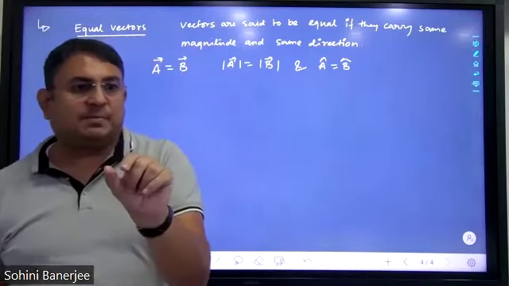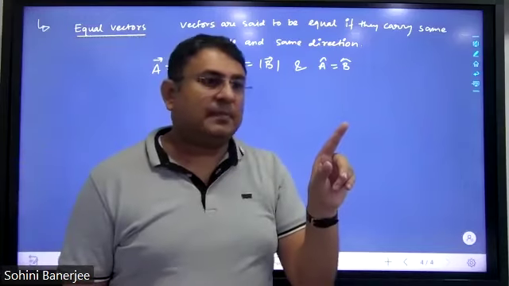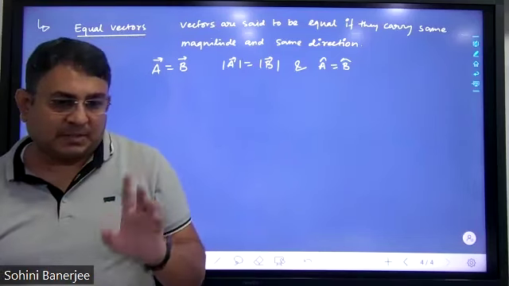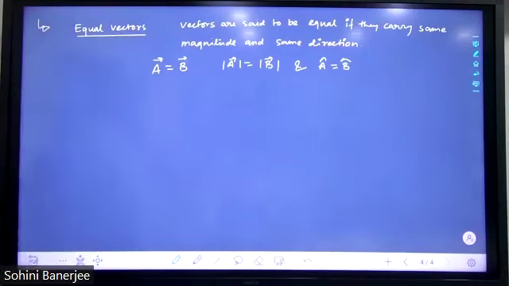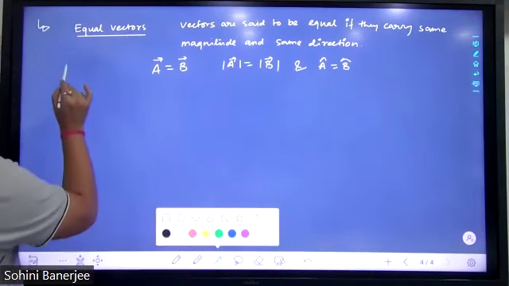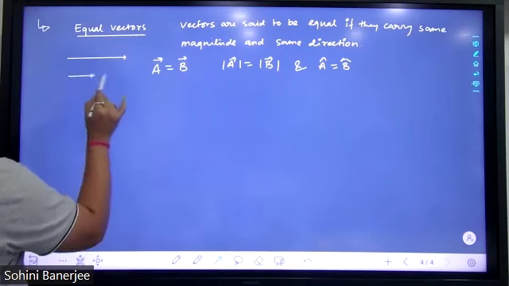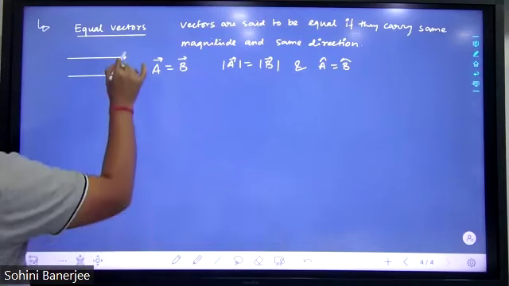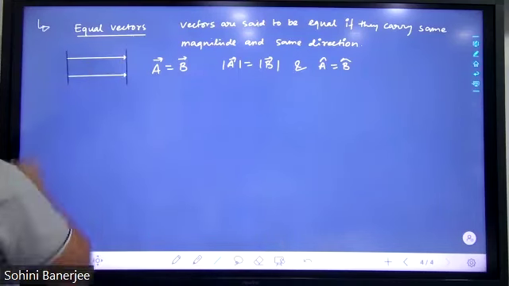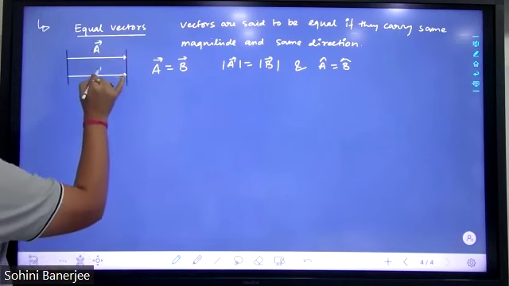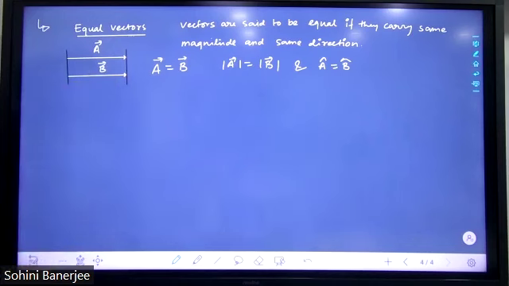So A cap equals B cap means what? They are carrying same direction. And A modulus equals B modulus means what? They have the same magnitude. In geometry, they must be represented with straight lines. Same length, same direction. So A and B are equal vectors. Clear?